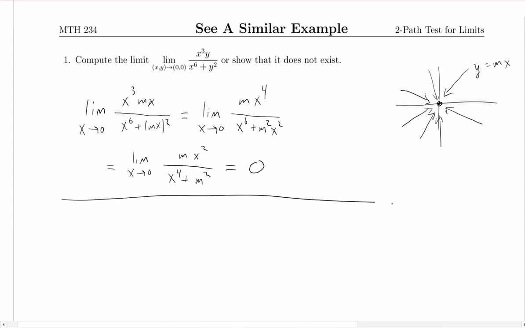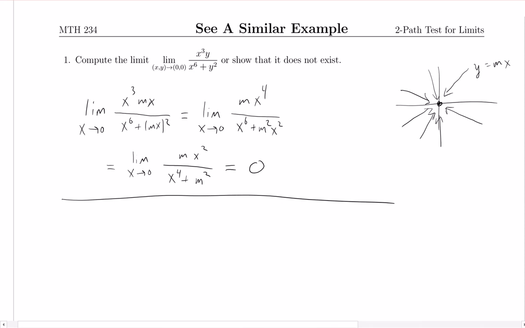So, okay, we found out that all of the straight lines give us a limit of 0, but that's actually not helpful. This tells us nothing. It tells us that maybe the limit is 0. If it exists, it has to be 0, but we still don't know if it exists.